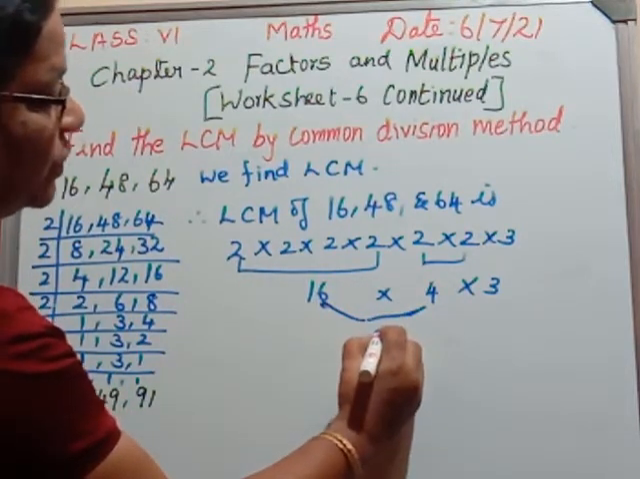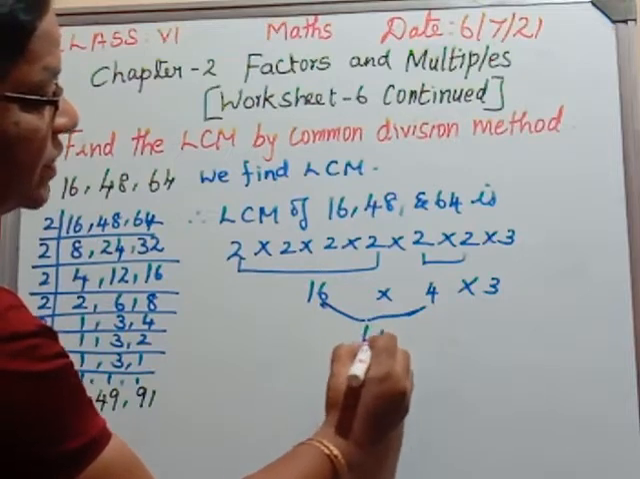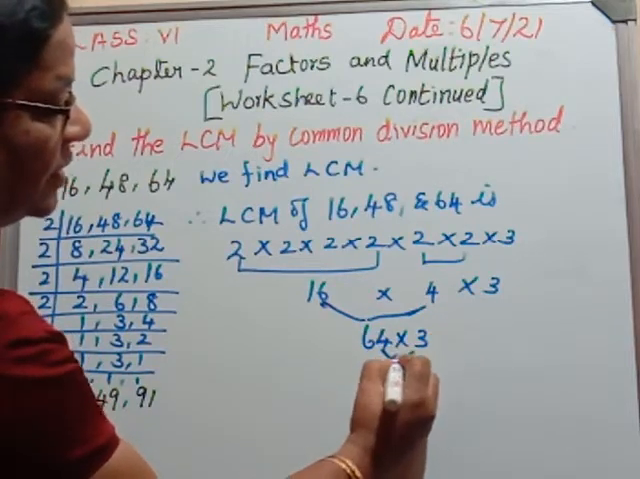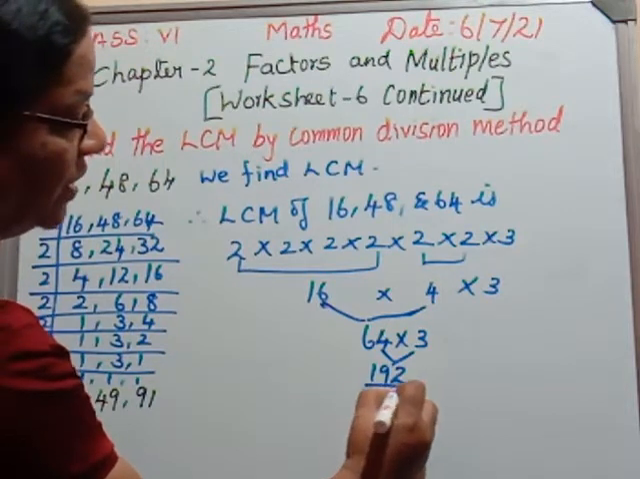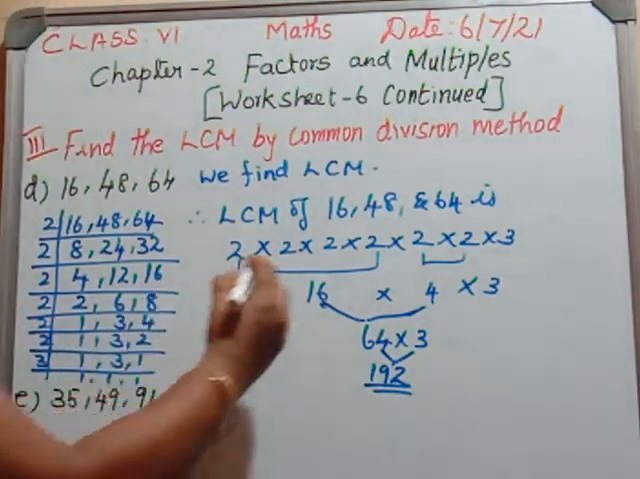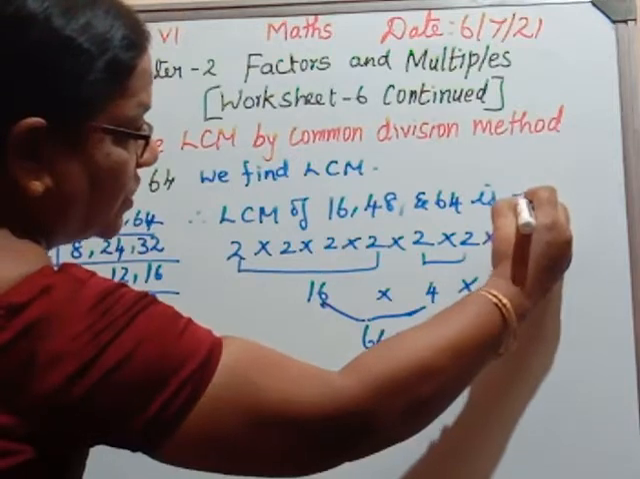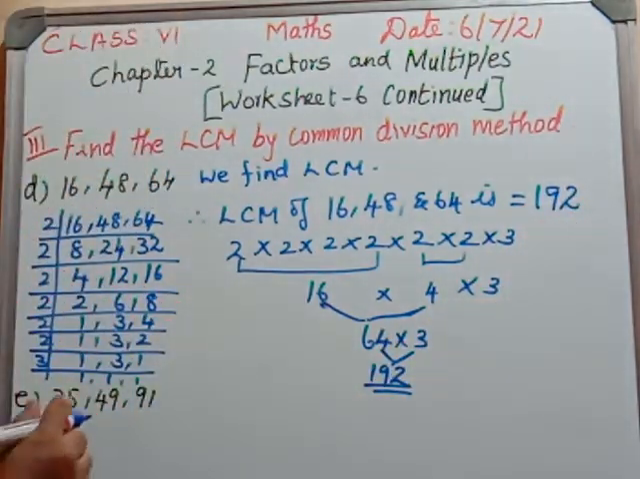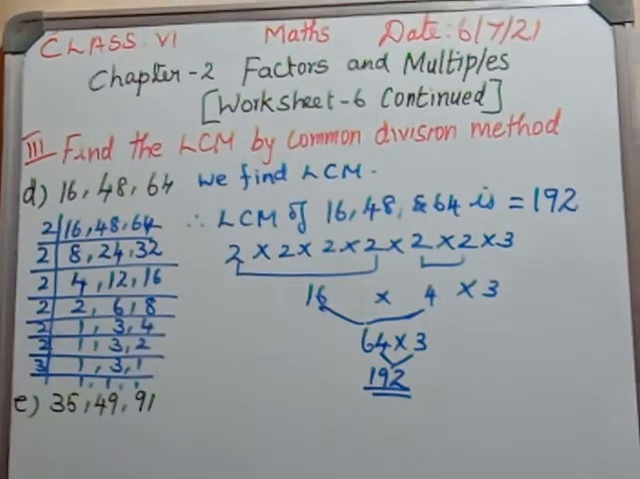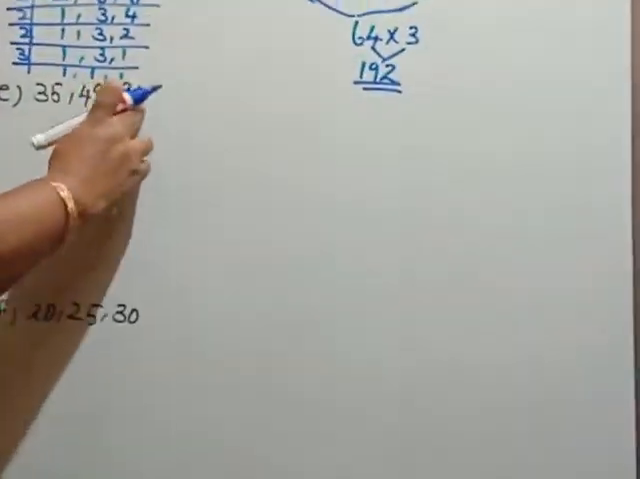Six fours are 24, 64 into 3. Here 3 fours are 12, 6 3's are 18 plus 1, 19. Therefore LCM of 16, 48 and 64 is 192. Now the next sum: 35, 49, 91.